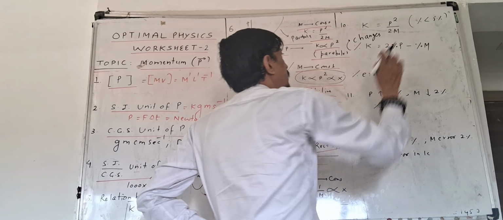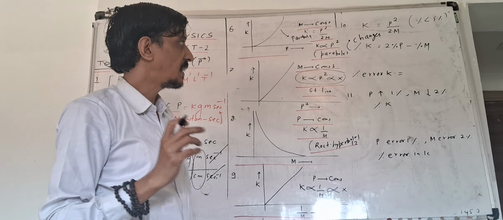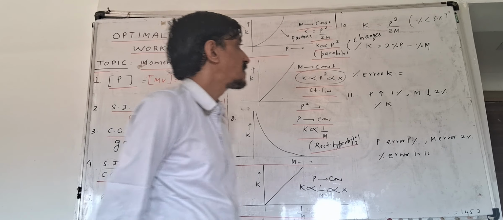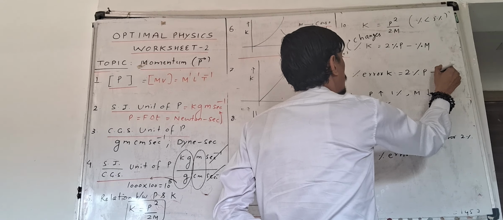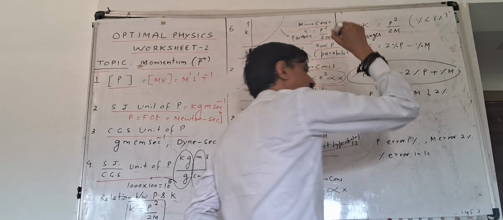So in changes we take minus because it is inversely related to the mass. But errors are always taken as positive. So errors are always taken as positive. So here we are going to write 2% P plus percent because errors are always positive.